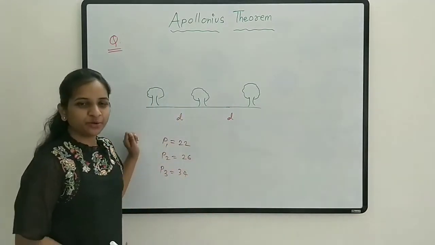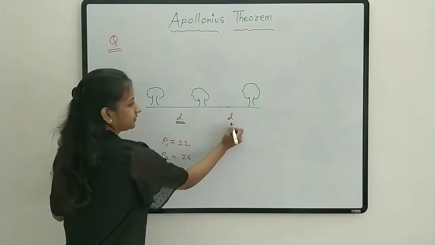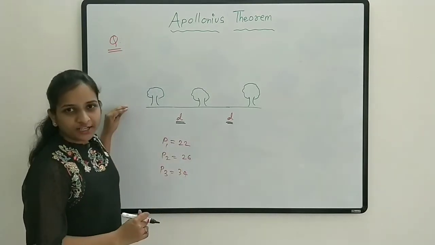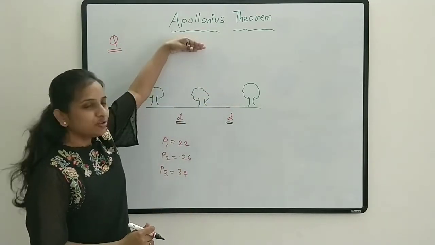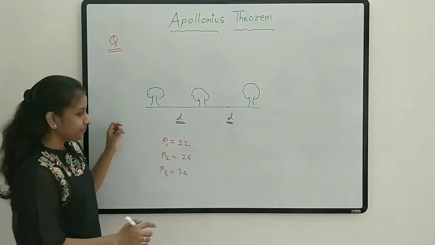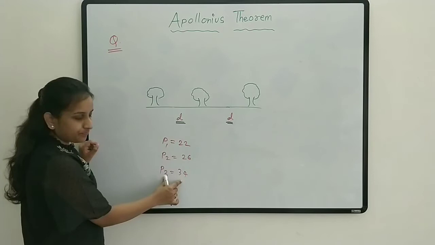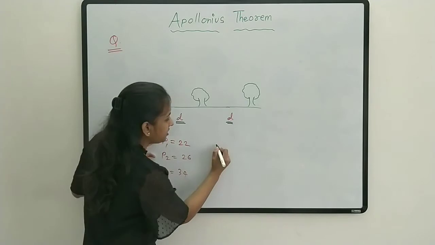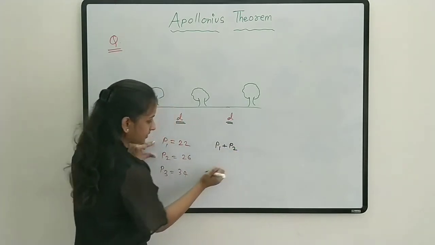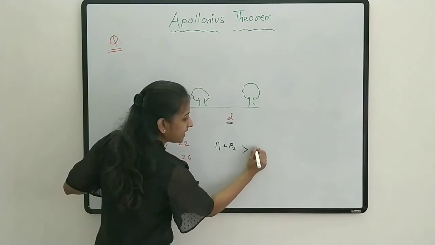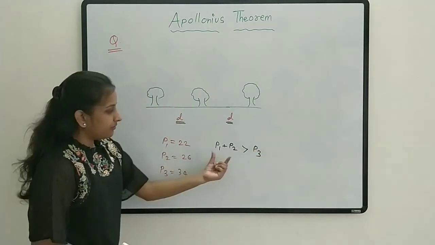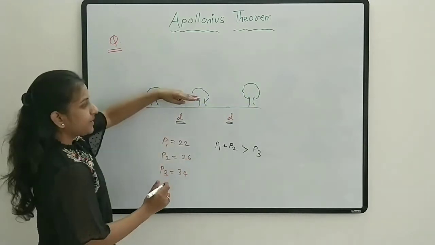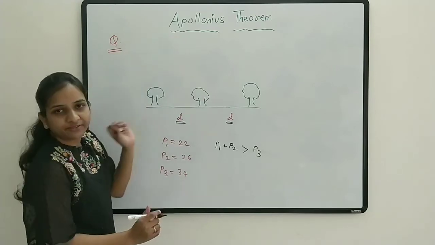Now let's solve this problem together. Here we have to find D. Now the position of the water supply is unknown. The water supply may be on this line or outside this line, where it is we don't know, but the pipe lengths are given. P1 is 22, P2 is 26 and P3 is 34. By adding any of these 2 pipes, P1 plus P2, we can say this length is greater than P3. So from that we get to know that the water supply is not on this straight line. The water supply is outside this, here or here, we don't know.